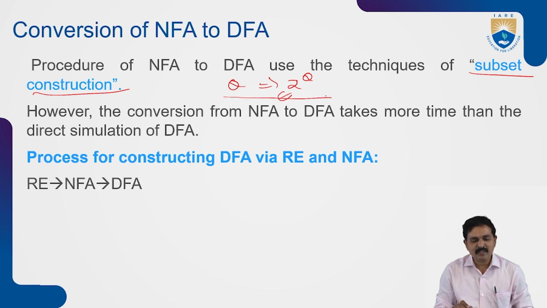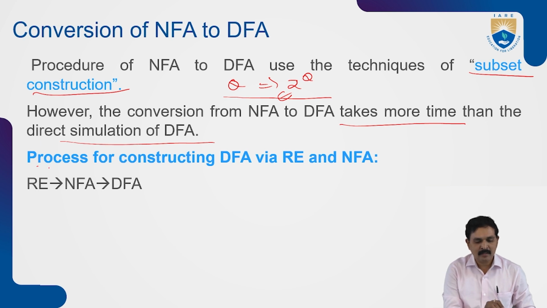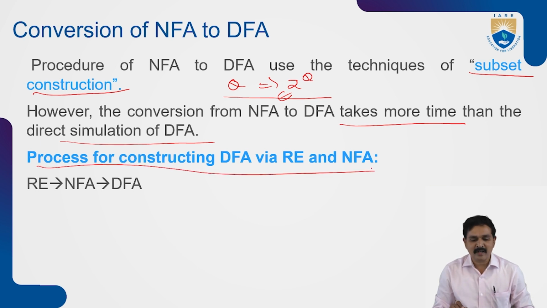The conversion of NFA to DFA takes more than the active simulation of DFA. Of course, if the available machine is NFA only but you need a DFA, in that case we use this concept. Generally, we recommend a direct simulation, a direct construction of the deterministic finite automata. So we have to see the process of constructing a DFA via regular expression and NFA.